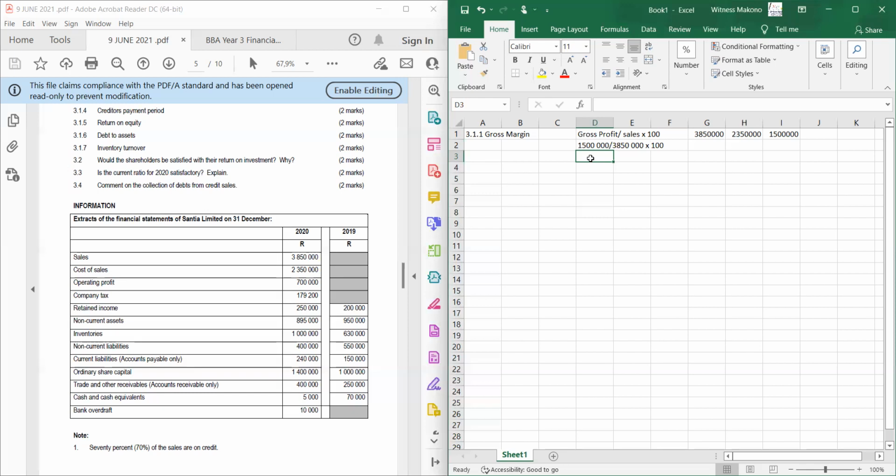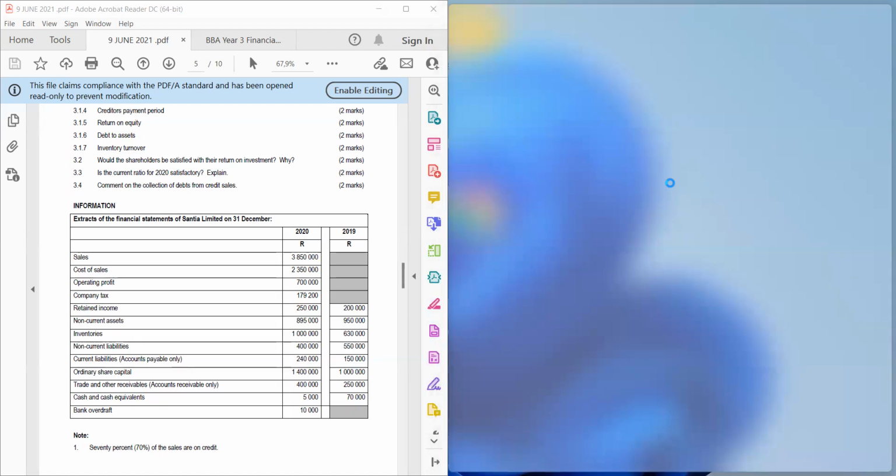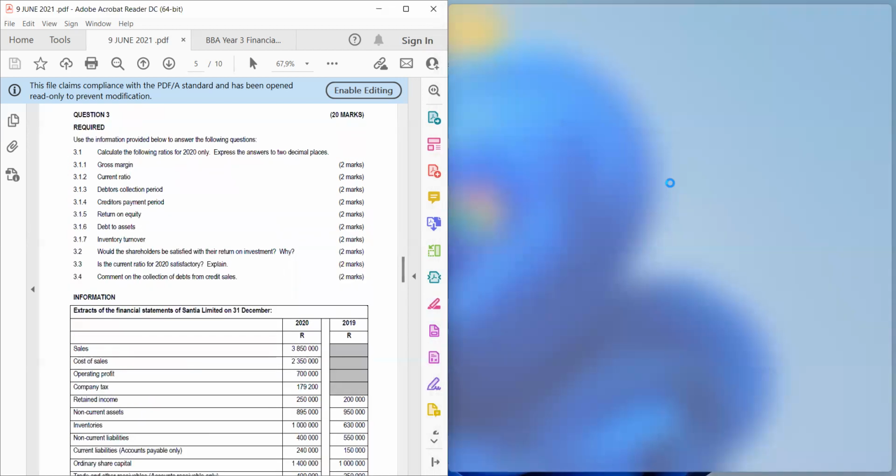1.5 million. Is the answer supposed to be in percentage? Yeah, it's supposed to be a percentage because you multiply by 100. I get 3.89. Yeah, 38.96, because the question says to 2 decimal places. Must pay attention. The question says to 2 decimal places. So it's actually 38.96%. You get that? All right. Let's go to the next question.